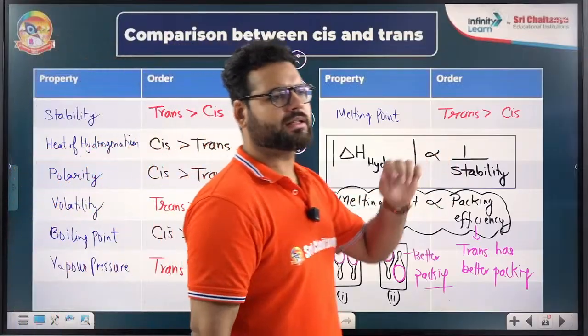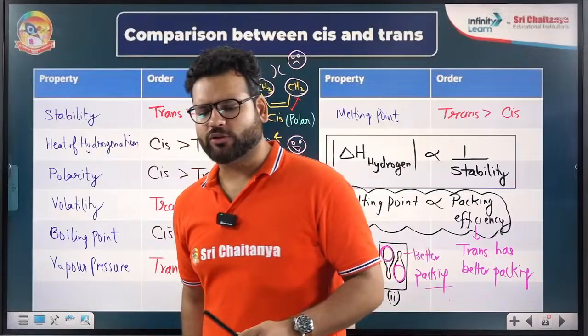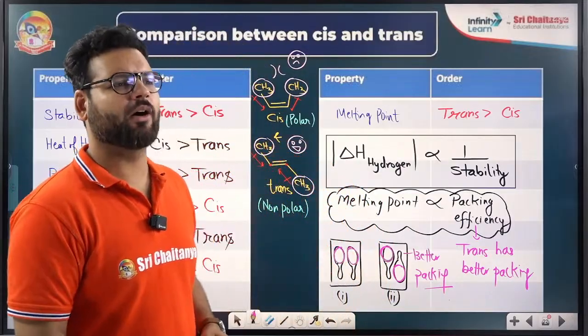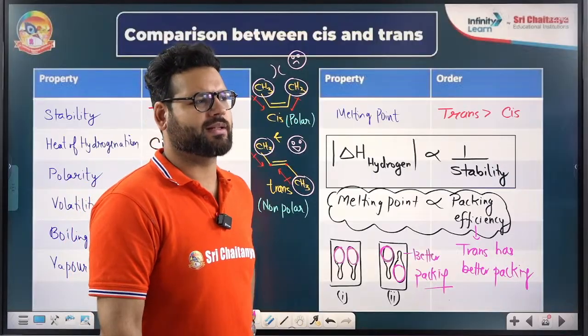These are all the things about cis and trans isomerism, and we'll keep it till here. In the next class, we'll see how to check EZ with a few examples.